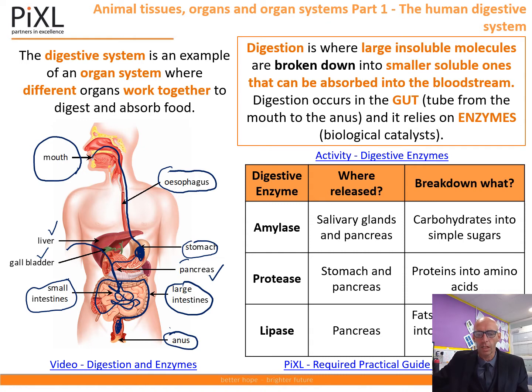So we have protease enzymes here. Protease break down proteins into amino acids, absolutely essential knowledge. Lipase enzymes break down fats or lipids into fatty acids and glycerol. And amylase is one of the carbohydrases, so it's actually probably better if you learn that term as well. Carbohydrases break down carbohydrates into simple sugars like glucose.